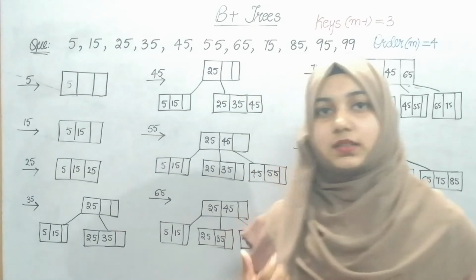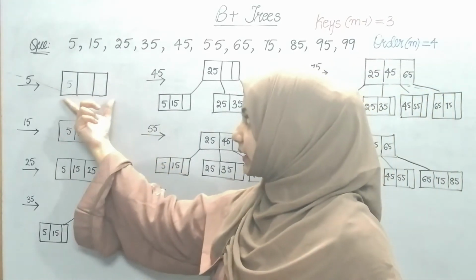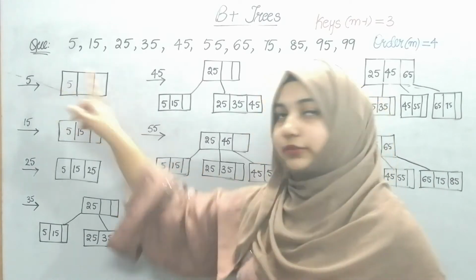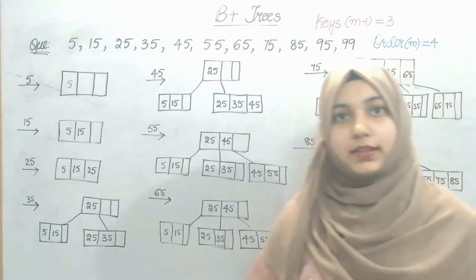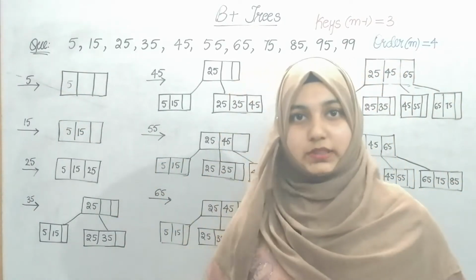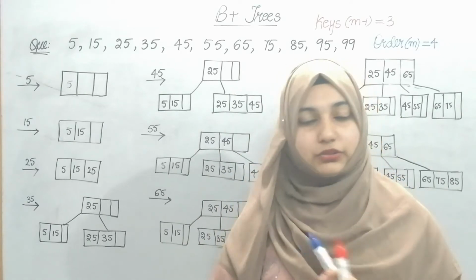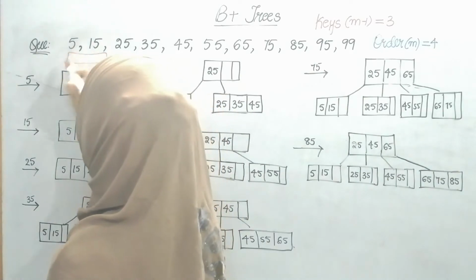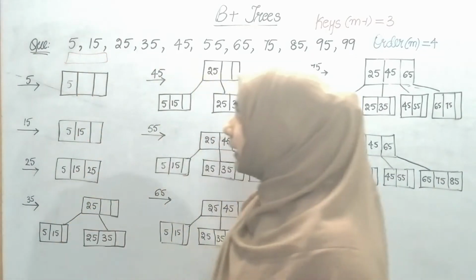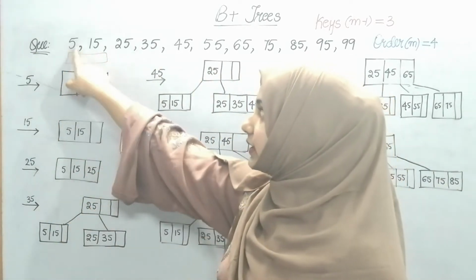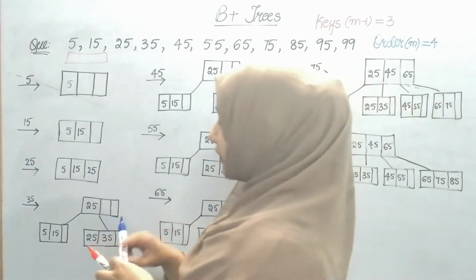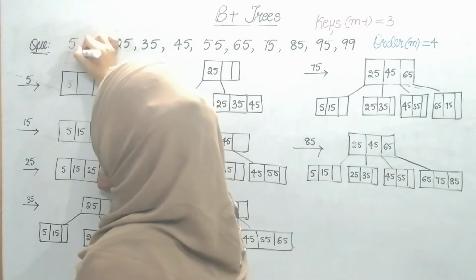Now next. See, the first element is what? 5. So I need to insert 5. As I know the capacity is 3, I'll draw a node of 3. So inserting first element 5. At this point we are considering that the tree is initially empty. Initially there is nothing in your tree, so it will look like this. You are entering the first element, that is 5. Clear? Next, 5 is done. So we'll strike off 5.